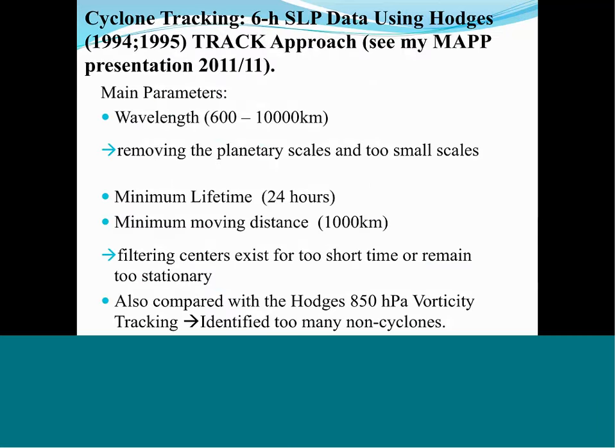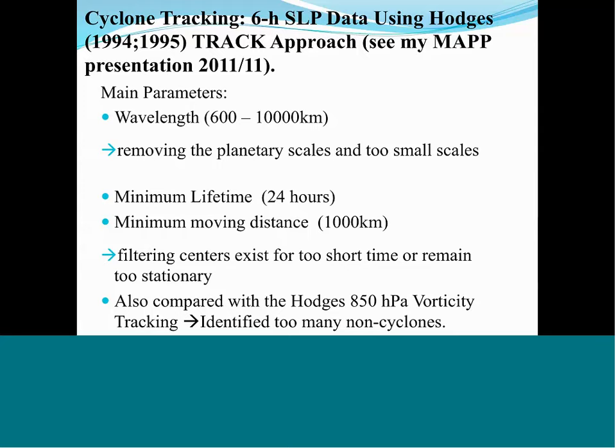For the cyclone tracking, we used Hodges' track approach. Actually, I gave a presentation about this about a year ago, although my voice was shot and I don't think it was very comprehensible. But anyhow, I'm not going to have much time to go through the approach here today, except to outline the parameters, which were a wavelength of 600 to 10,000 kilometers, a minimum lifetime of 24 hours, and a moving distance of 1,000 kilometers.